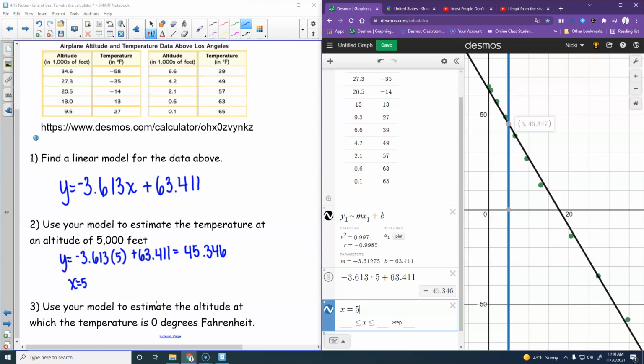Round to 3 places. I think Desmos typically does round to 3 places for you. Your rounding will be slightly different than what you have here. This answer, 45.347, is actually more exact than 45.346 because this black line right here, whenever it's graphed, has not been rounded. Those numbers haven't been rounded. So doing it this way is actually a little bit more precise for this.